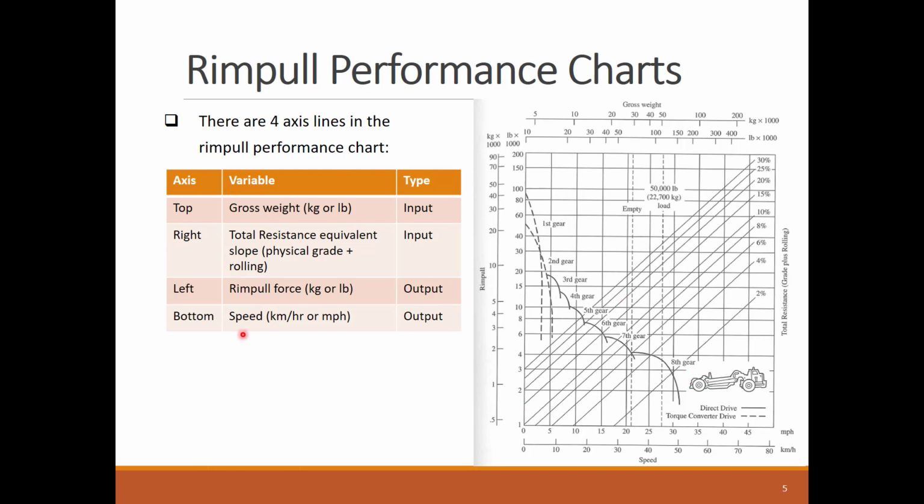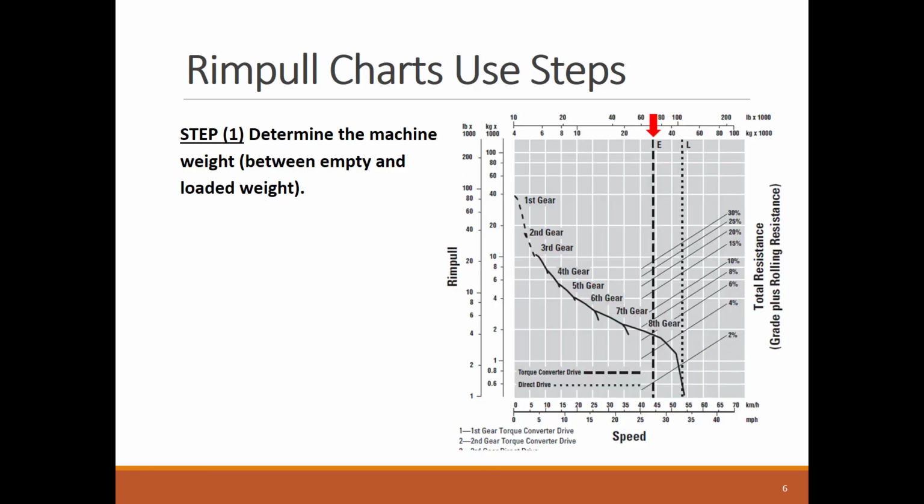Now let's see how to use the Rimpull chart. First, you need to determine the machine weight to enter the chart from the top. The weight is expected to be between the empty and loaded dash lines. Sometimes the soil material is heavy and you will end up with a gross weight more than the average loaded weights provided by the equipment manufacturer. Let's follow here an example of an empty equipment traveling from the fill to cut, and it has an empty weight of 32,000 kilograms.